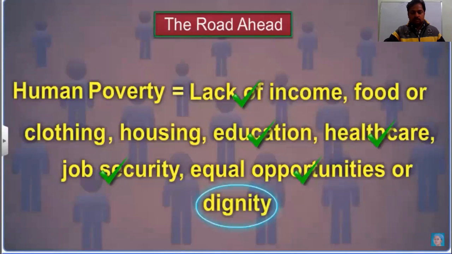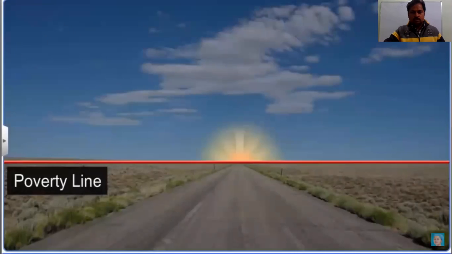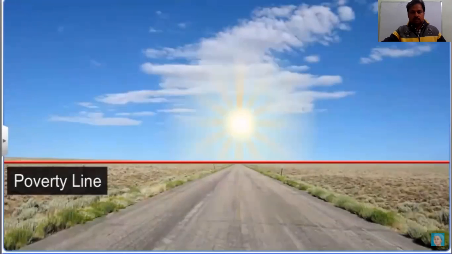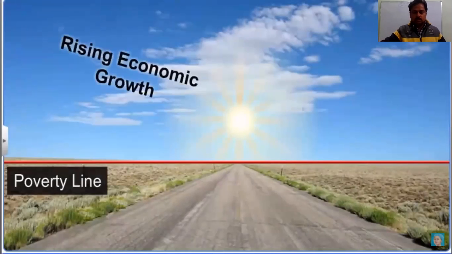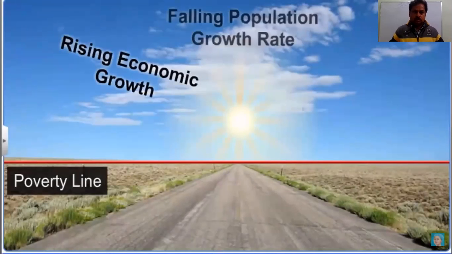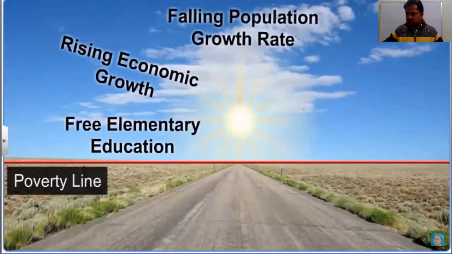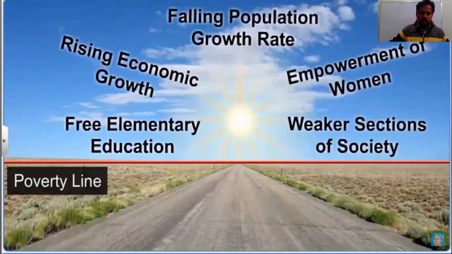India's future in combating poverty appears bright. Rising economic growth, falling population growth rate, radical schemes for free elementary education for all, and empowerment of women and the weaker sections of society should result in an appreciable reduction of poverty in the years to come.